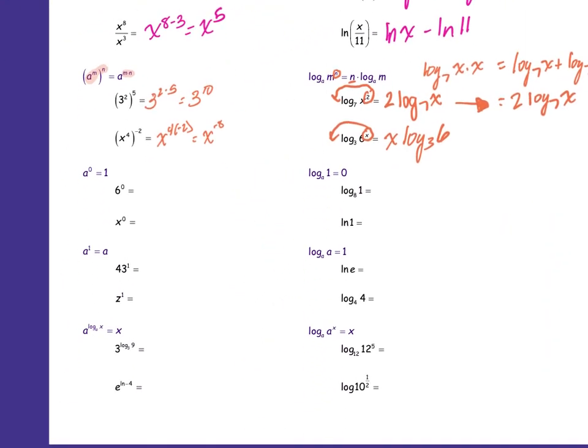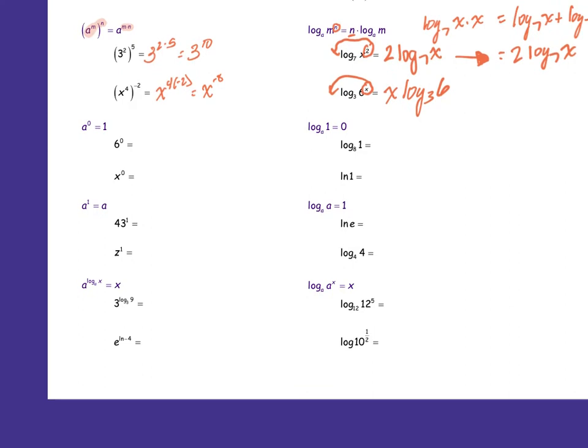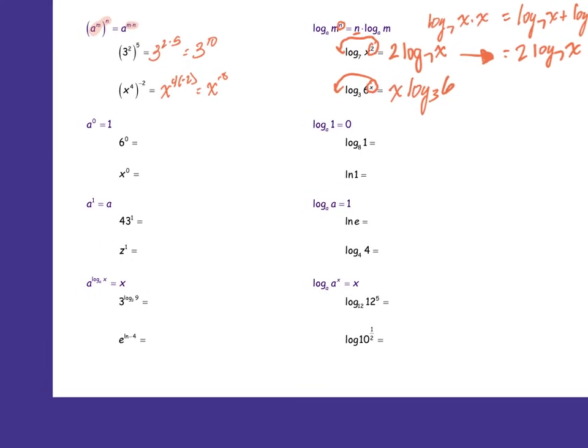The next section: we know that anything to the 0th power is 1. That's just a rule for our exponents. So 6 to the 0th power equals 1. x to the 0th power equals 1. Anything to the 0th power equals 1.